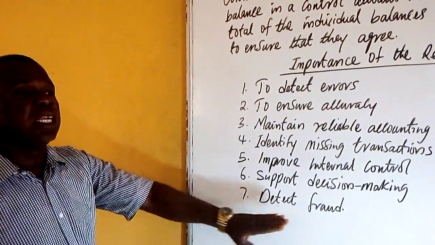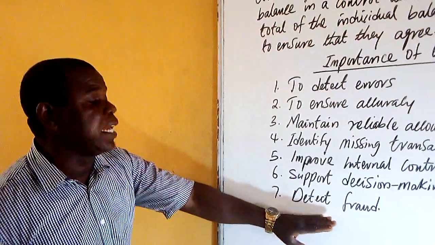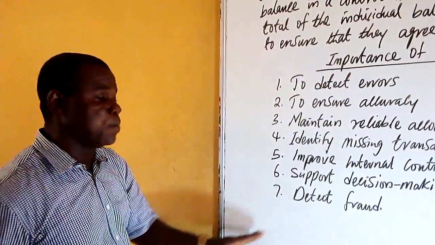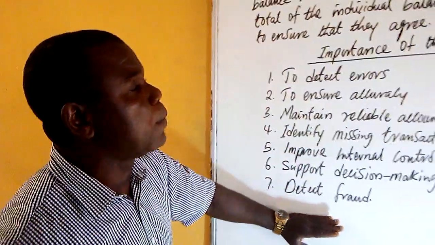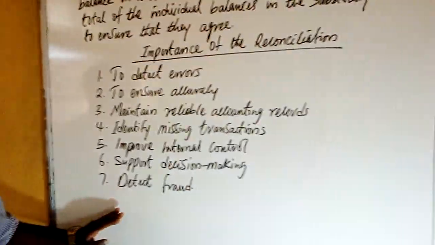And if there's any fraud in terms of reducing the figure available, you will discover that it will be detected appropriately. So these are the importance of preparing a control account reconciliation.